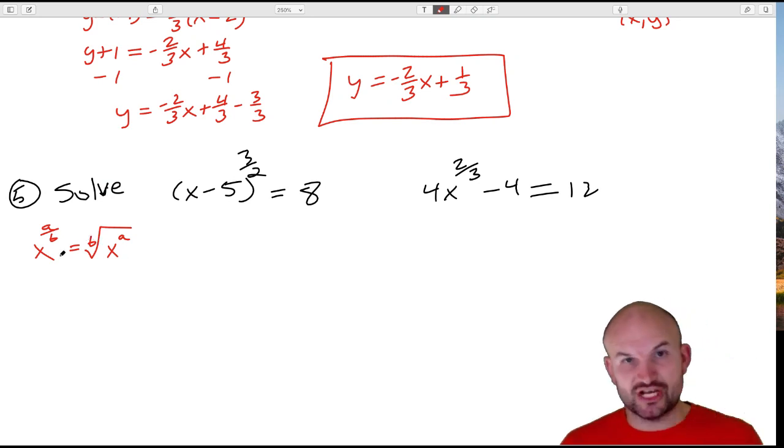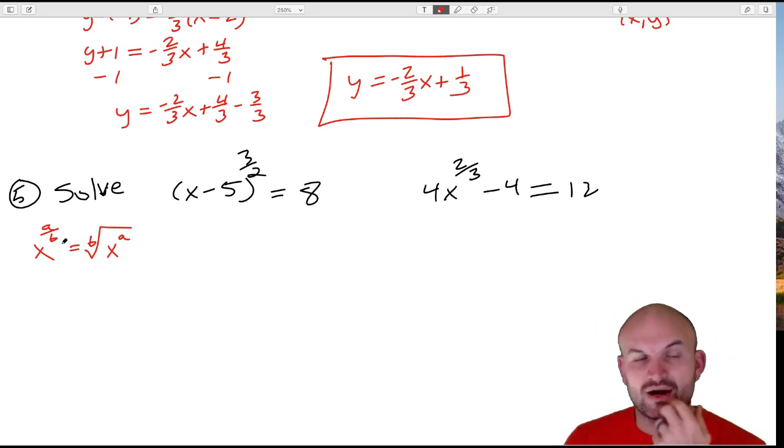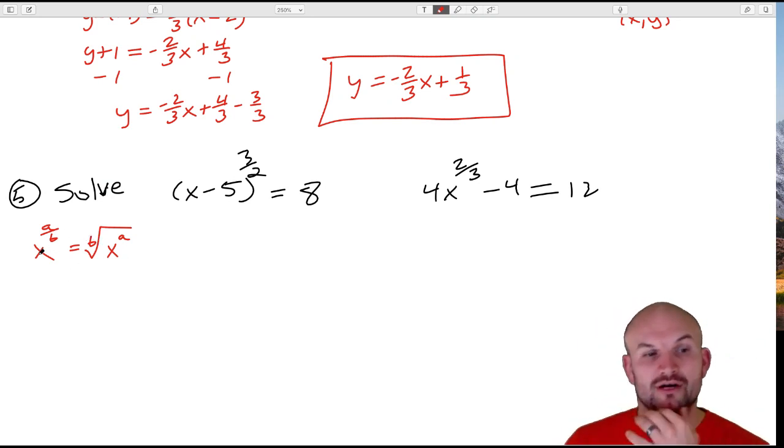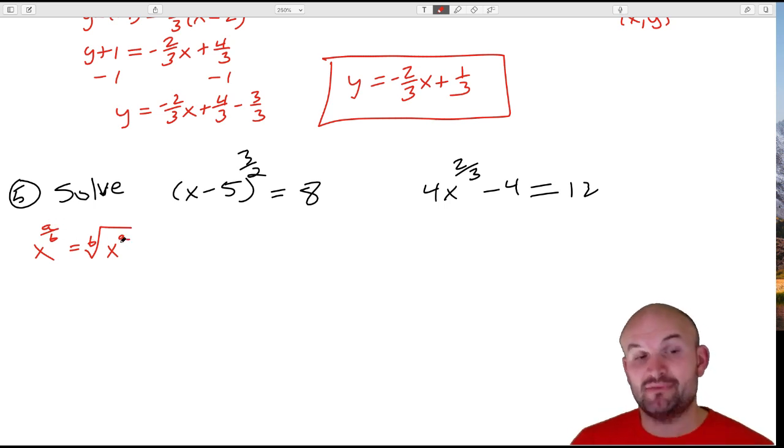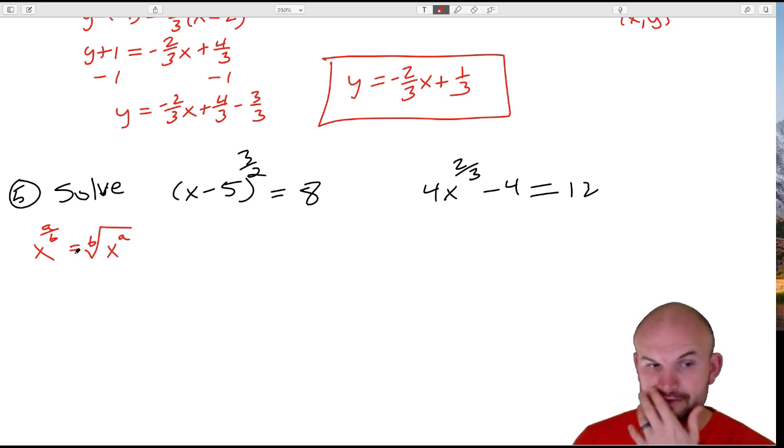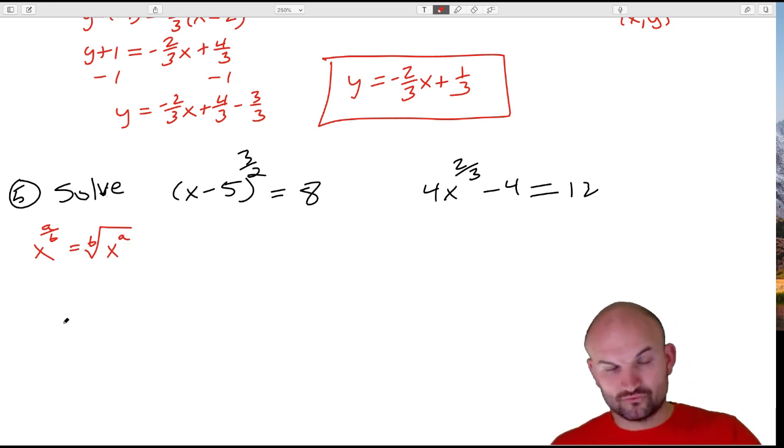So that's the general idea of a rational power. When you have a variable raised to a rational power, whatever the denominator is, that's the index of our root, and the numerator represents the power of that variable. All right, so that's one rule there.